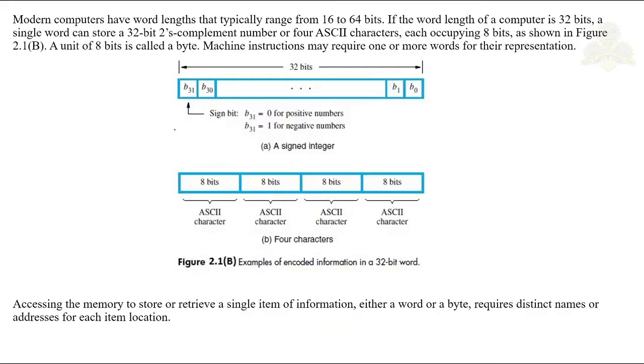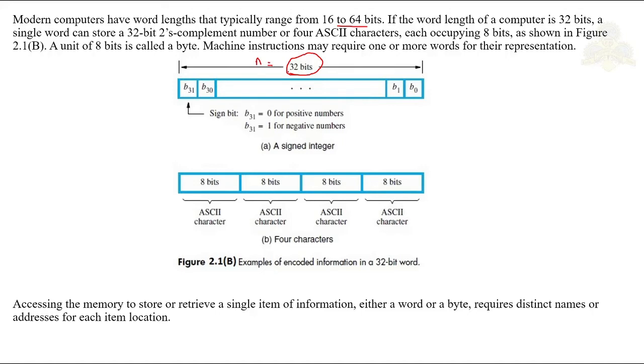Modern computers have word lengths that typically range from 16 to 64 bits. Suppose the word length is 32 bits, so n here is equal to 32. A single word can store a 32-bit 2's complement number or 4 ASCII characters, each occupying 8 bits. This is shown in this diagram. A word usually contains 16 to 64 bits; for our example, we have considered 32 bits.